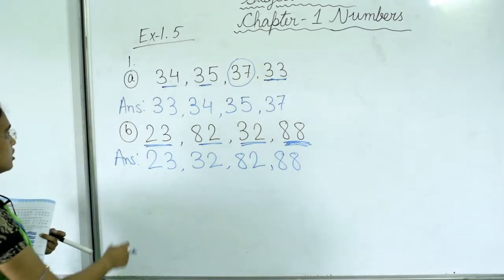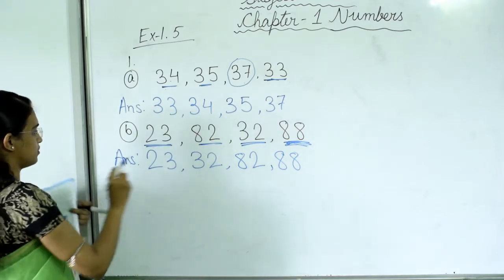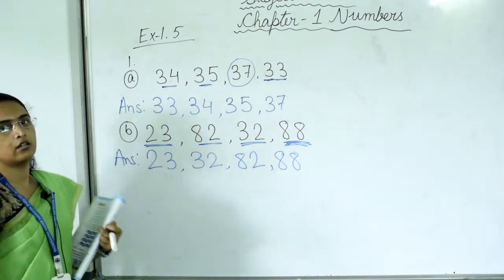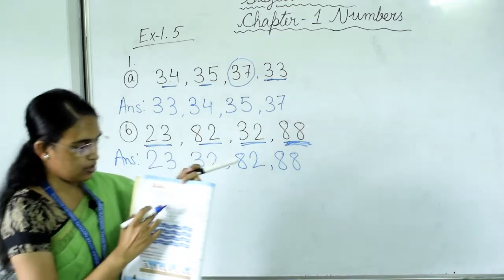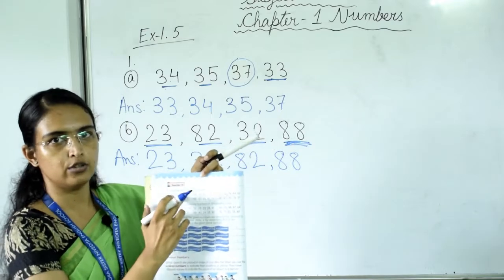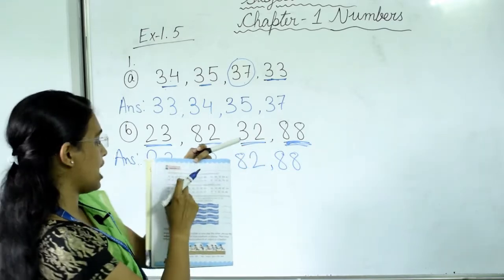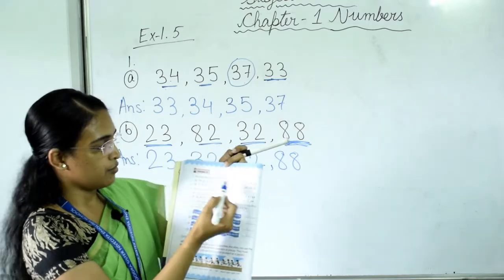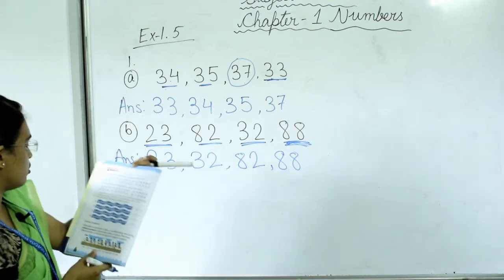So in this way you have to do the ascending order, okay? Smallest to the biggest. So the rest of the questions you will do at your home. Number 1, A and B, I have shown you how you will do. So do this in your copy, okay? Now we will do the next question.